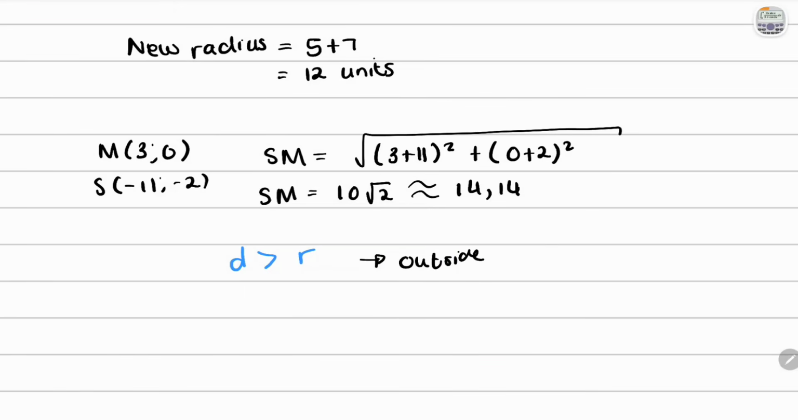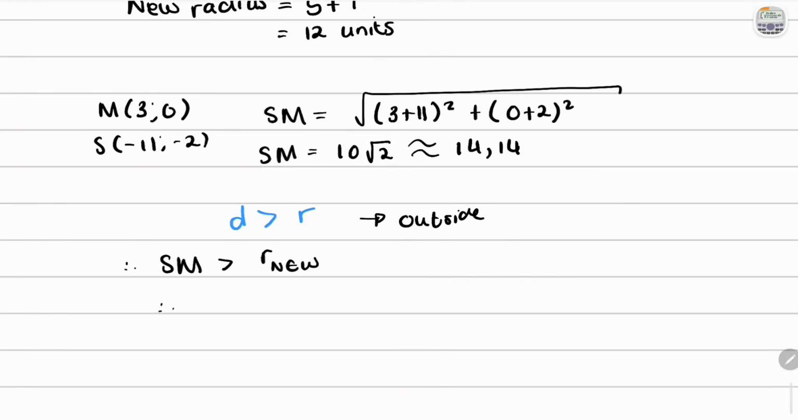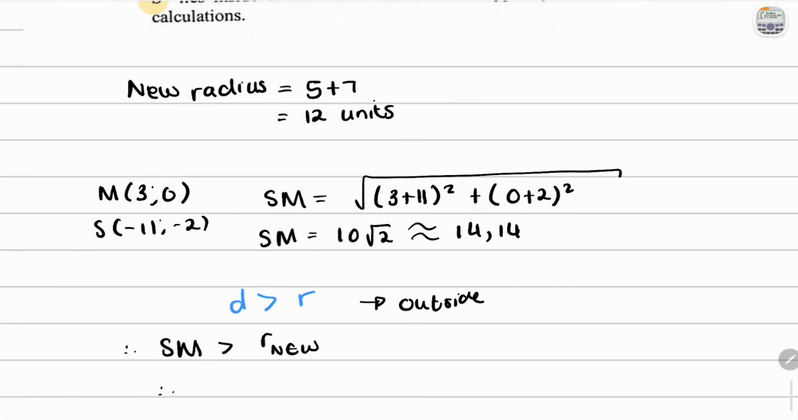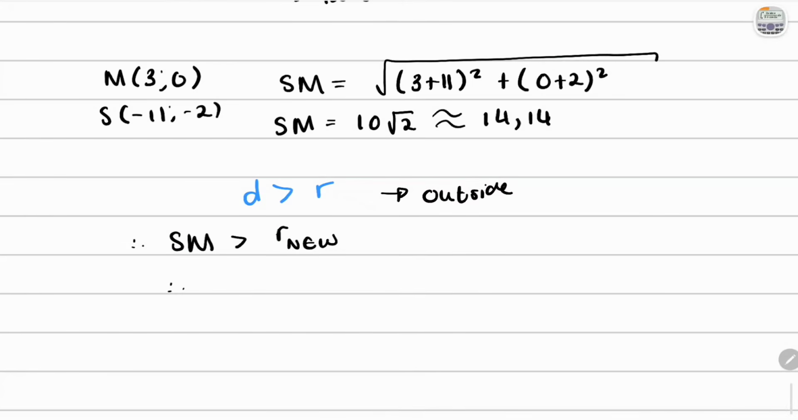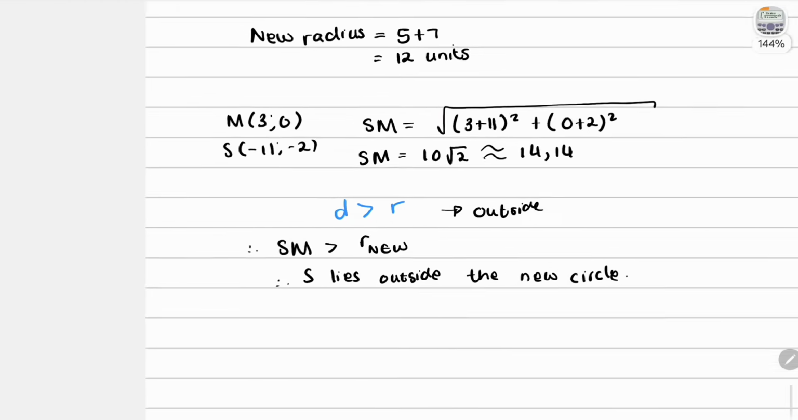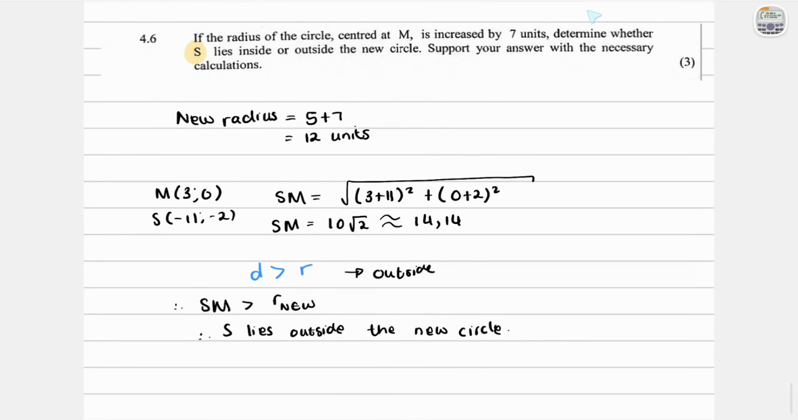So you can actually just show them this. Show them that SM is greater than your new radius. You can call it R new. So therefore, it means that this point lies outside the circle. So S would lie outside of this new circle. And that is our answer. Okay, moving on to the next question.